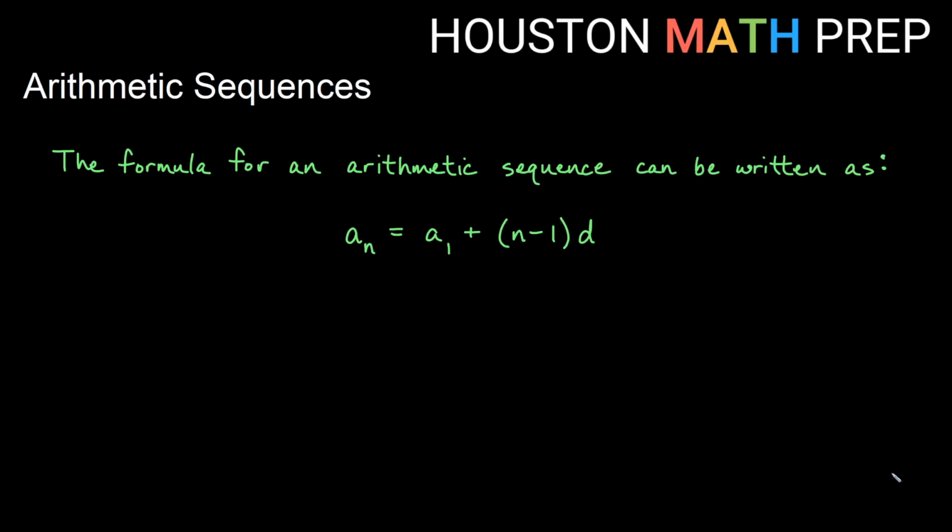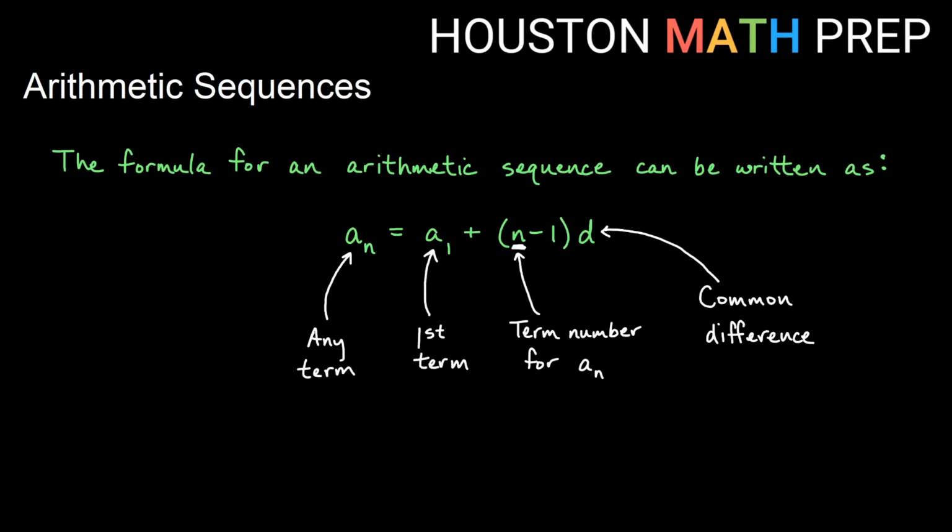The formula for an arithmetic sequence can be written like this: a sub n equals a sub 1 plus n minus 1 times d. Just some anatomy of this here. So a sub n being any term, if you want to find any term, then it'll be equal to the first term plus the quantity n minus 1. Remember, n is just your term number, so this is the term number minus 1, and d is your common difference. So any term equals the first term plus n minus 1 times the common difference.